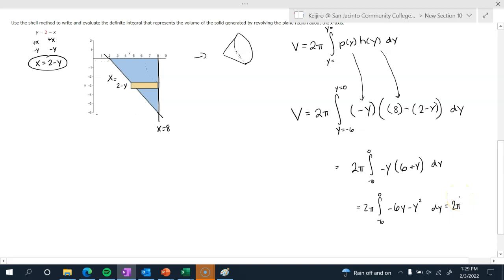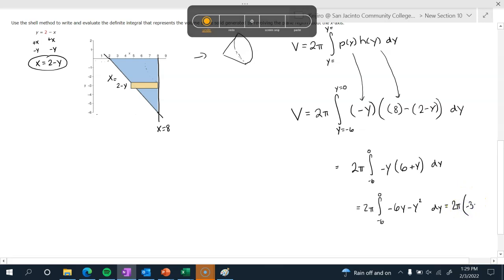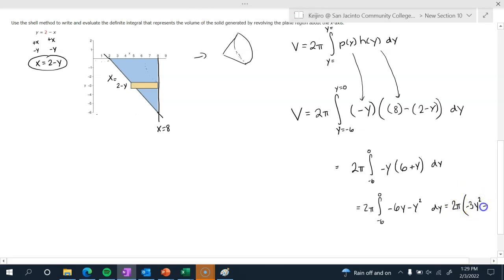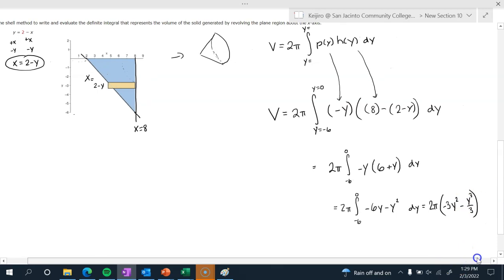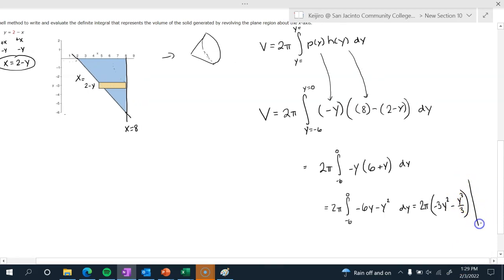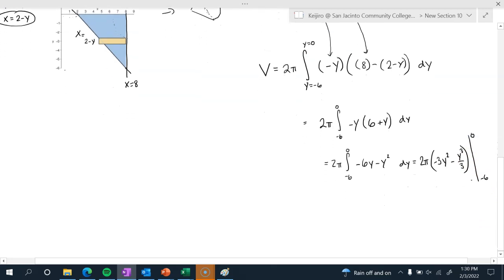Okay, and if you integrate that, that's going to be negative 6y squared over 2. So that negative 6 over 2, that's going to simplify into negative 3. So 2 pi times negative 3 y squared minus, and then the y squared is going to integrate into y cubed over 3. And it's going to be evaluated at negative 6 and at 0. So first we'll plug in 0.